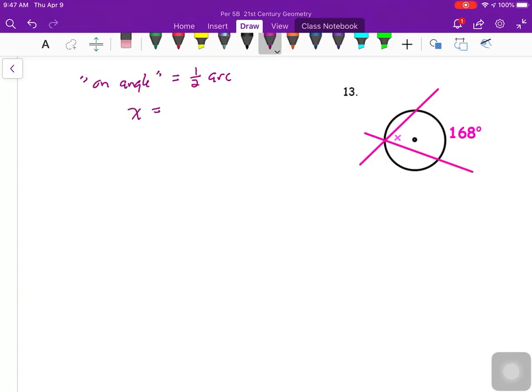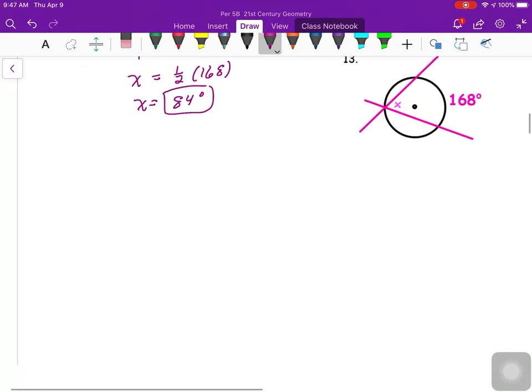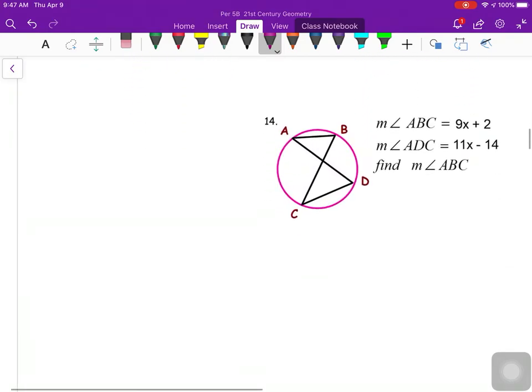The next one. Now, this is the one that we said could be thought of as an inscribed angle. An inscribed angle is just equal to half of the arc. So the x here will just be half of 168. So the x will be 84.